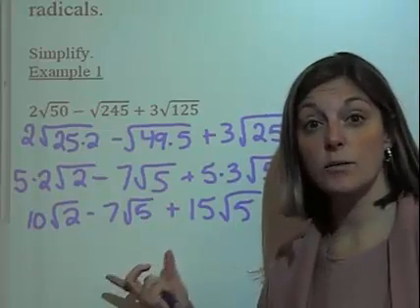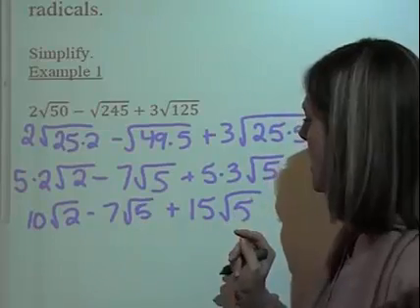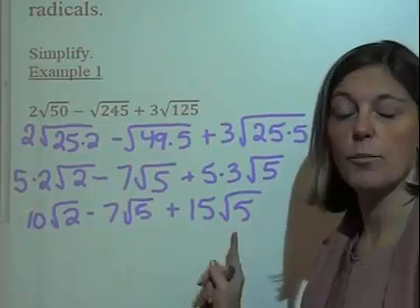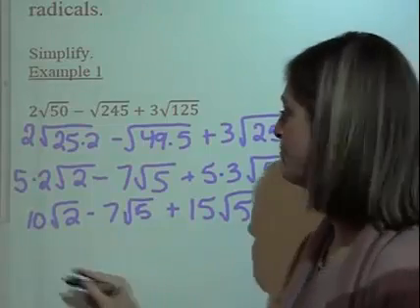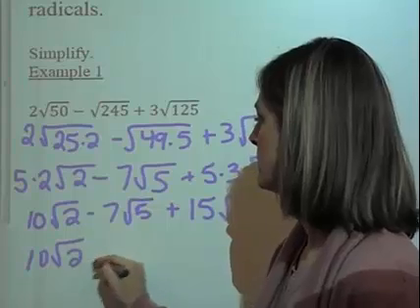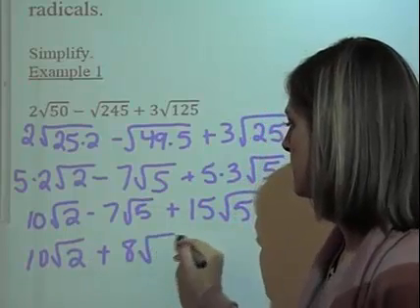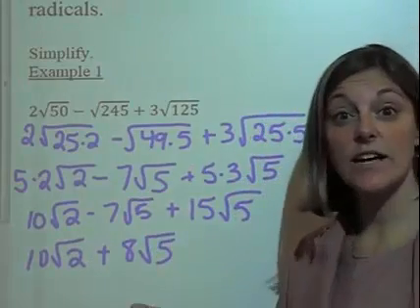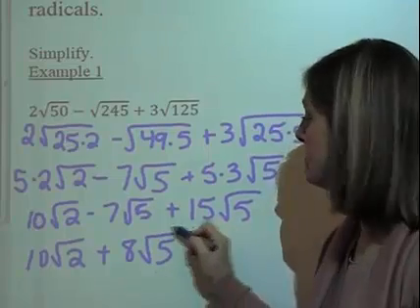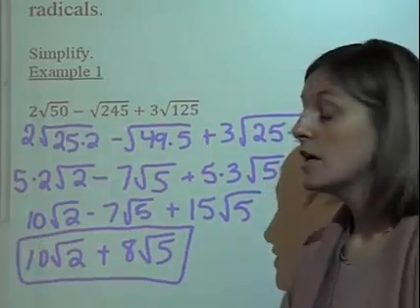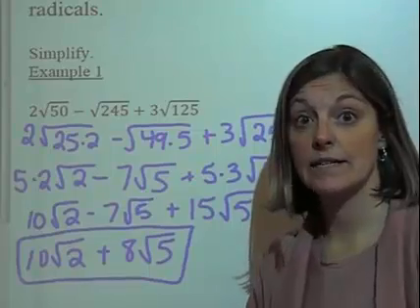We're going to combine them just like we do when we have variables. Okay, so negative 7 plus 15 gives you 8. And that's as simplified as it can get. So we have 10 square root of 2 plus 8 square root of 5.